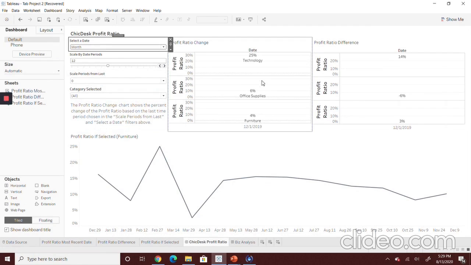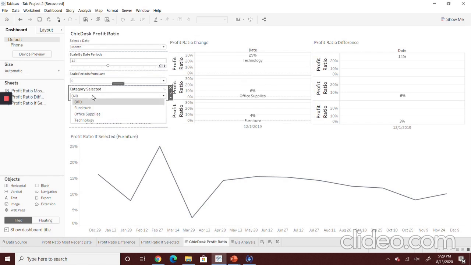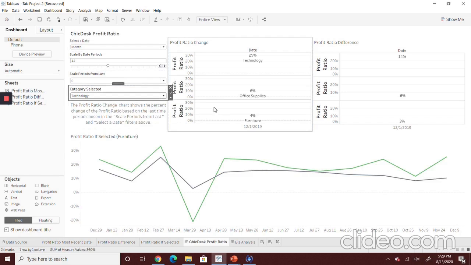The first visualization is a text table displaying each category name and the profit ratio change for each category. You can filter it by week, month, or quarter, and then filter it by the amount of date periods you would like to select. For example, the profit ratio for technology is 25% over the past 12 months, which is very good. You can create a summary for the most recent date as well using the periods from last scale.